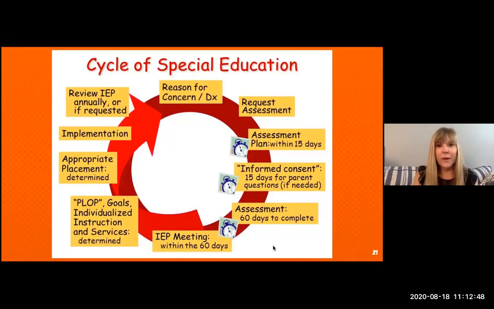Hi, I'm Julie, and I'm here with my colleague Jasmine to talk about the cycle of special education. For students to become eligible, there's a process that they go through.